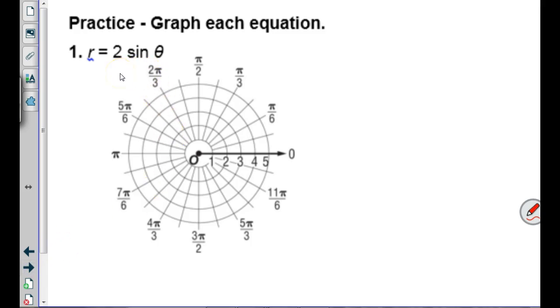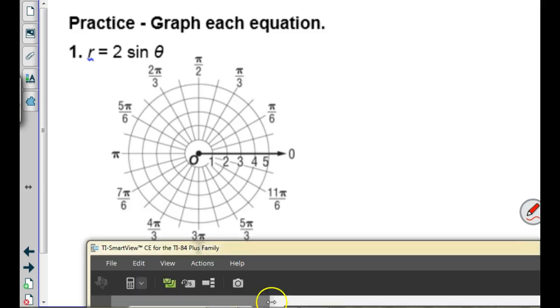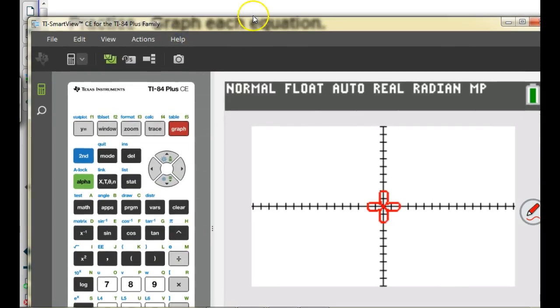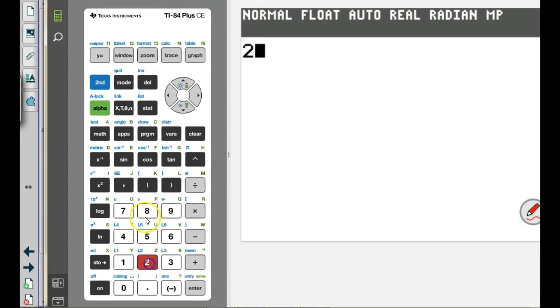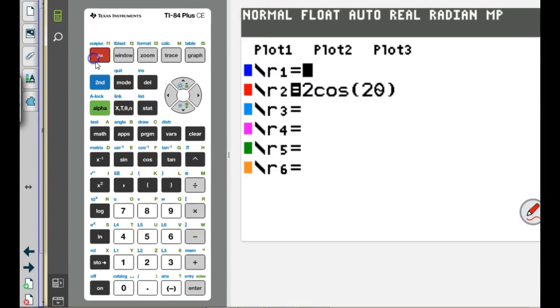We're going to do this one, 2 sine theta. Go kind of quick here because some of you want to do a retake today, right?